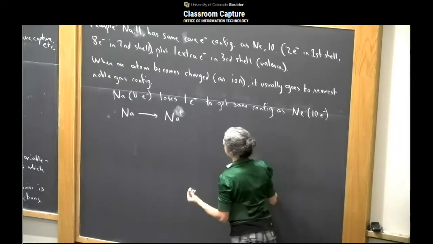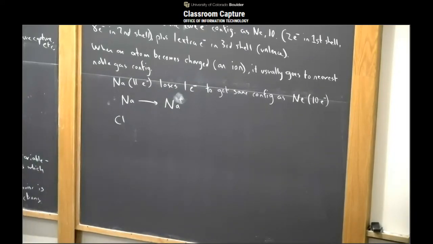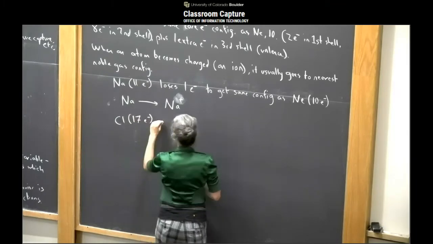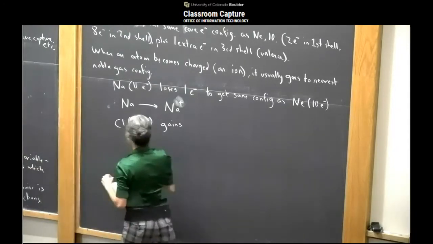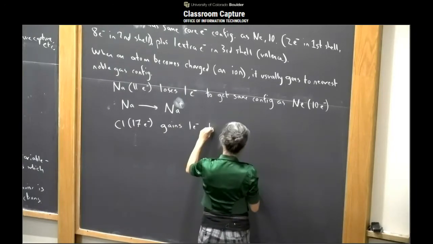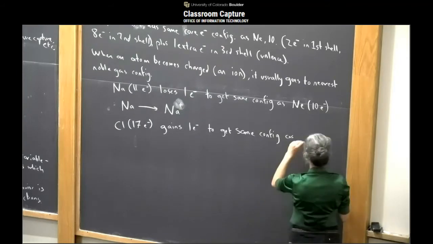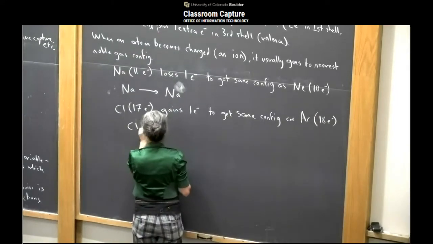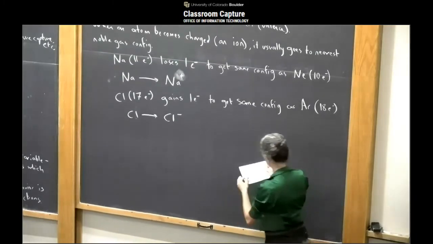Okay. Similarly, chlorine, which has 12, 13, 14, 15, 16, 17, 18. So chlorine has 17 electrons, is actually closest in configuration to argon, 18. So if it wants to get there, chlorine actually has to pick up an extra electron. So it's going to go to argon configuration, 18 electrons. So chlorine's actually going to take on an extra electron, which gives it a negative charge. Okay.